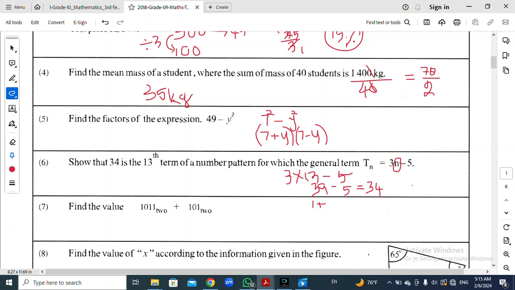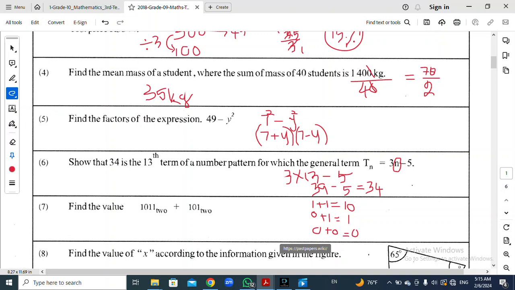Always 1 plus 1 is equal to 10. Okay, 1 0. So 0 plus 1 is equal to 1, and 0 plus 0 is equal to 0. Okay, these are some of the rules we can use here.